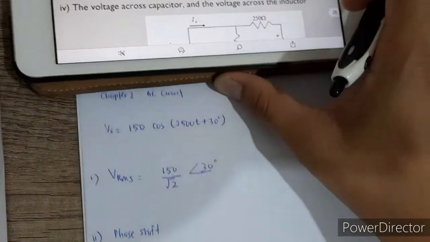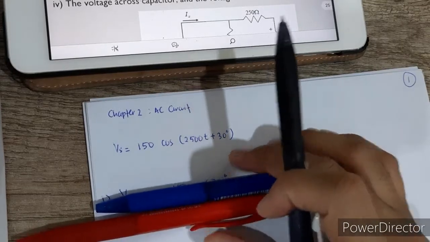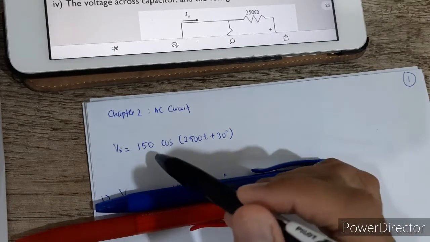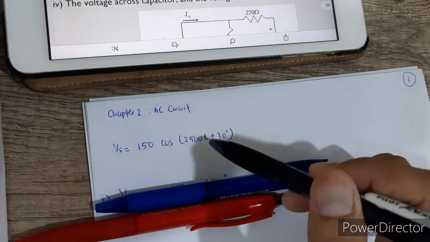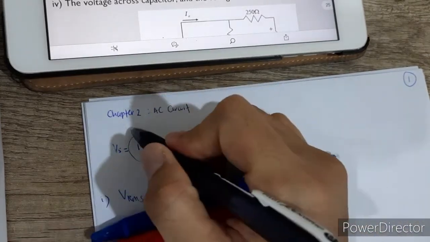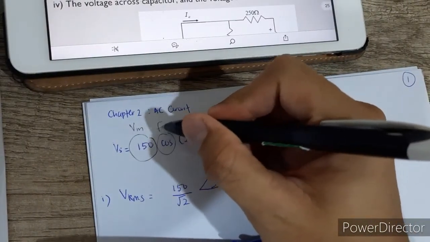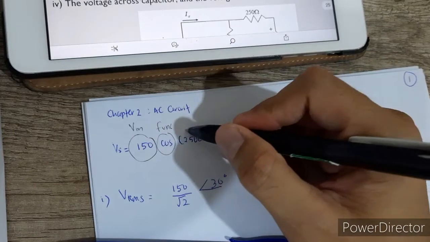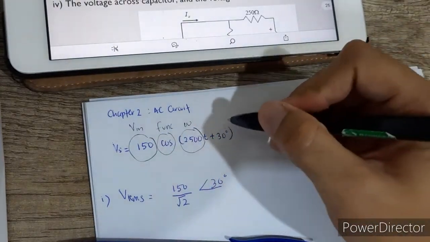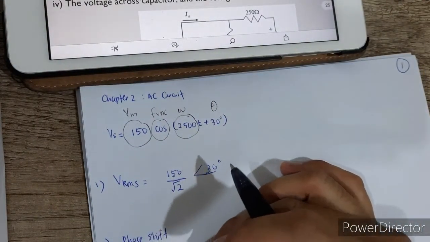So let's recall what the parameters for the voltage source are. So we have Vs equals 150 cos(2500t + 30). Remember this is Vm. The function is cos, and then we have 2500, which is our omega, omega t, and then this is theta. So the first question is to determine Vrms.